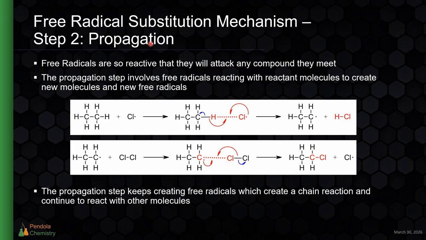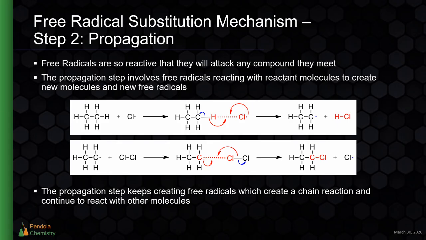Propagation. This is the chain reaction part of the mechanism. Propagation steps are going to happen when free radicals attack compounds. We discussed this in chapter 14. Free radicals are extremely reactive. They do not want to sit still. They do not want to exist. So they react with everything they see. This leads the free radical, I'm going to use chlorine here as an example, but again, it could be any halogen, to attack any compound they meet. Usually, in the type of reaction we're looking at, that compound is going to be the alkane molecule.